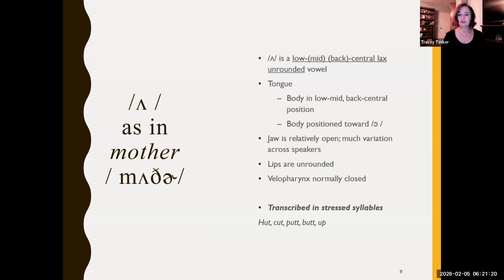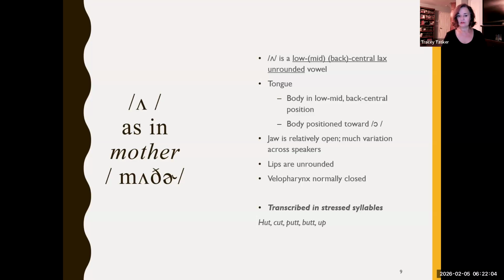Okay, so now we're going to talk about the stressed sound, the stressed counterpart to the schwa. So this is not R-colored. In this example for the word mother, you have the schwa at the end, but the sound in the first syllable is the stressed sound. I gave you the example of the word but. As you can see, all these examples on the bottom of this slide are single syllable words where there's only one vowel pattern, and that vowel is therefore the stressed vowel.